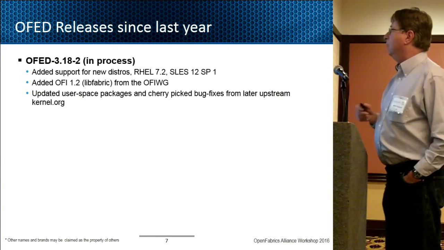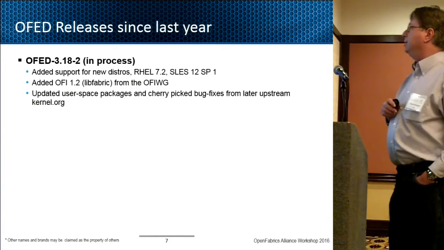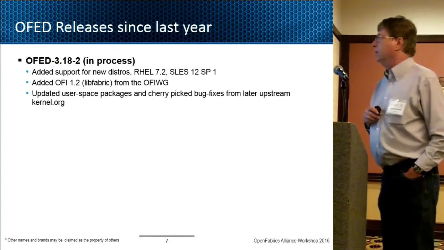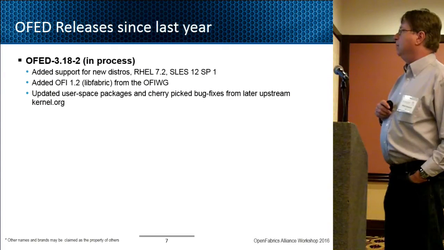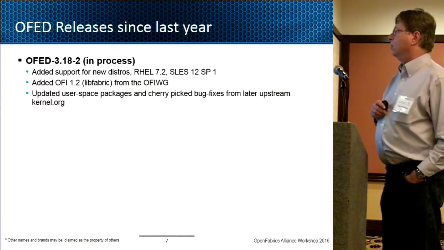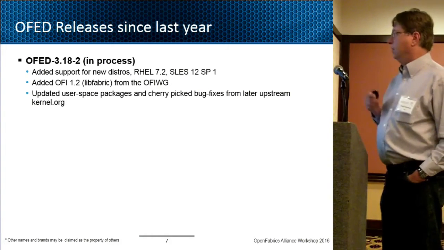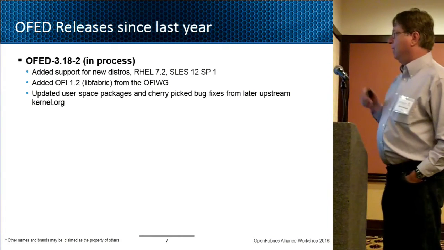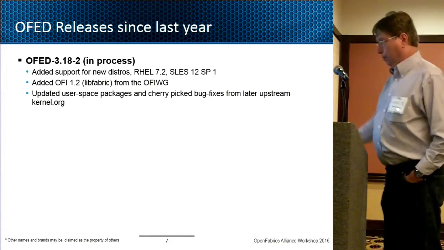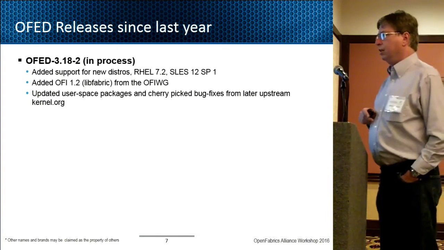And we're currently working on OFED 3.18-2, with the primary driving factors being to add support for Red Hat 7.2 and SLES 12 SP1, and we're getting fairly close to being able to put out an RC on that. We're still doing daily builds. I believe the last backport for Red Hat 7.2 was pulled in for the NFS RDMA last week, so hopefully we're getting pretty close to that. And then we're also updating various user space packages. I didn't provide the exact list here because it's still changing a little bit.